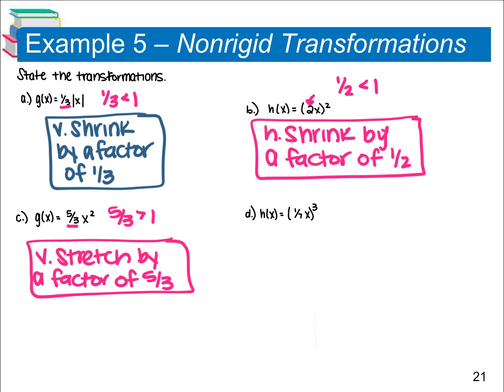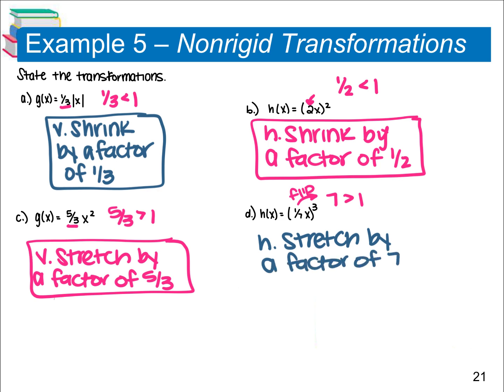Then for example D, you have h of x is equal to 1/7 times x to the power of 3. That 1/7 is inside the parentheses in front of x, so we're going to flip that fraction. It becomes 7. The 7 is what you are comparing to 1. It is greater than 1, so we have a horizontal stretch by a factor of 7. So with these horizontal stretches or horizontal shrinks, your factor is actually the reciprocal of the number that's in front of x in the parentheses.